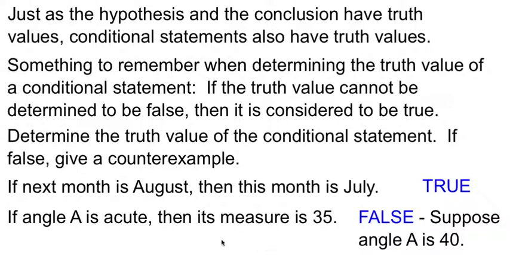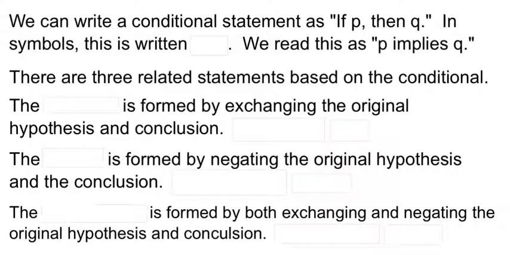So we could tell for sure this one had to be false, because there were possibilities where it would be false. If A is 40, it's certainly not 35. When we write our conditional as if P then Q, in words, that's how we would write it: if P then Q. In symbols, you write P implies Q. You put an arrow, P leads to Q. Knowing that P is true tells you that Q is also going to be true.